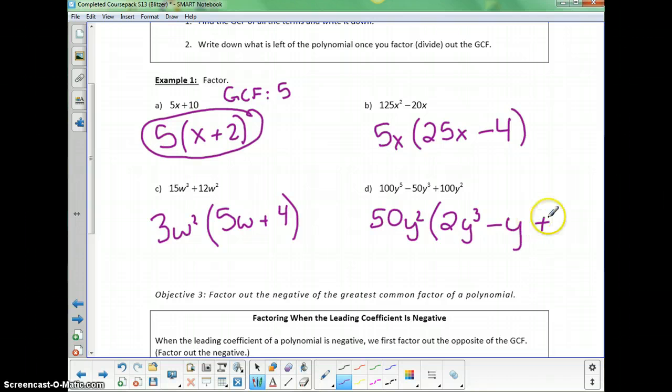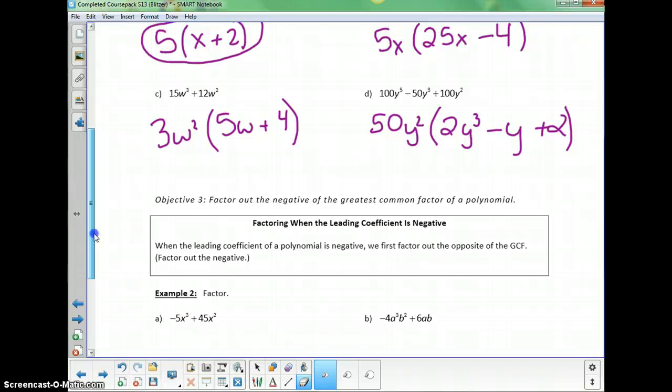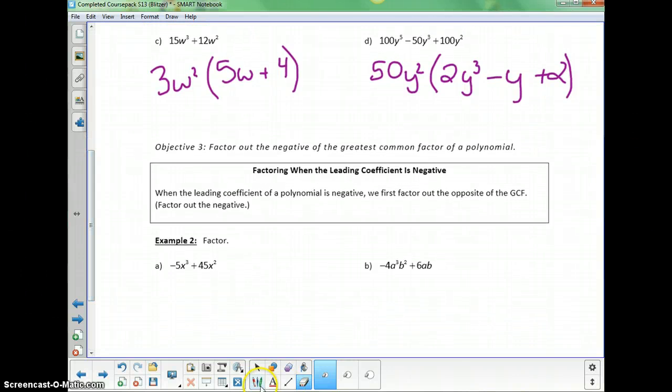And 100 divided by 50 is 2. Y squared divided by y squared, all the y's have been removed. Now notice that my symbols are just the same. This is a 100 divided by positive 50 is a positive 2. If it's a negative divided by a positive, it's still negative. Positive divided by positive, it's still positive. Okay? So the symbols are going to be the same as they were originally unless you're factoring a negative number out, which is what we're going to look at next.